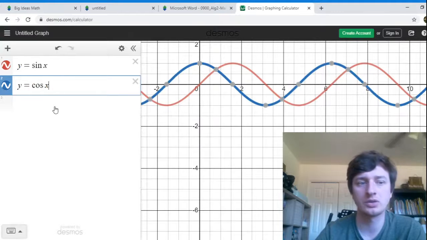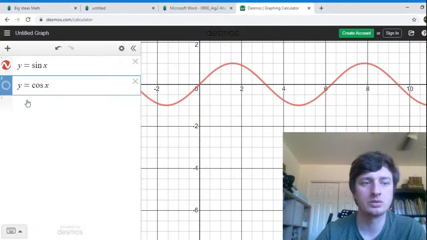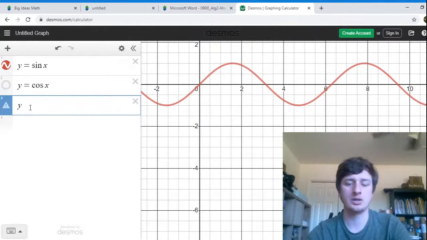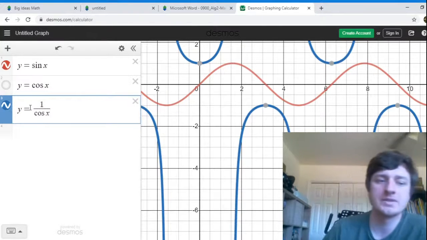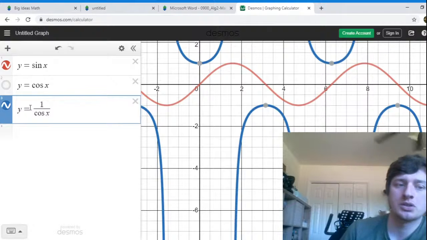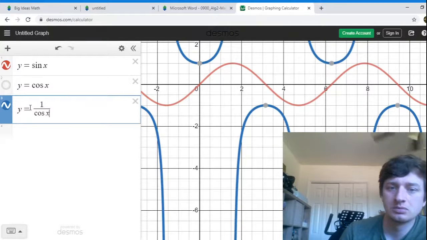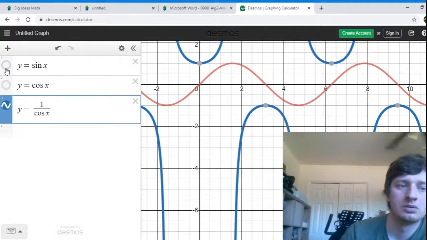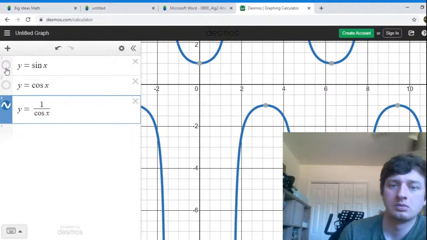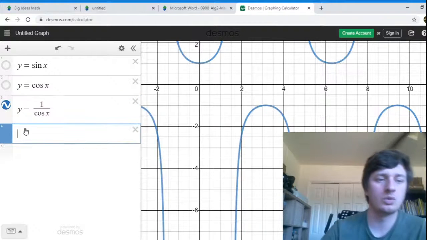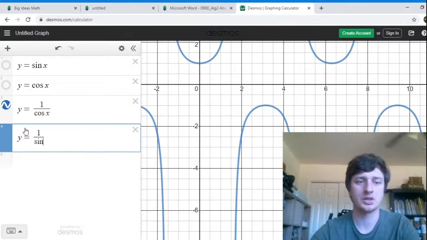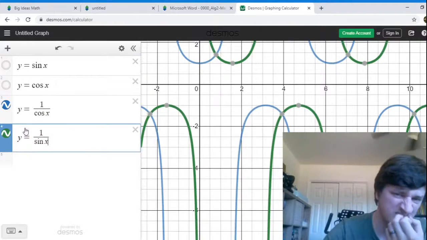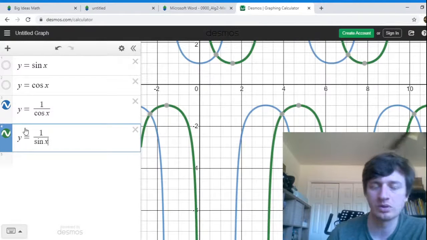All right, so sine and cosine. Let's get rid of cosine. So y equals 1 over cosine x. This is the function for secant. And then y equals 1 over sine x. It's the same thing, it's just shifted over.